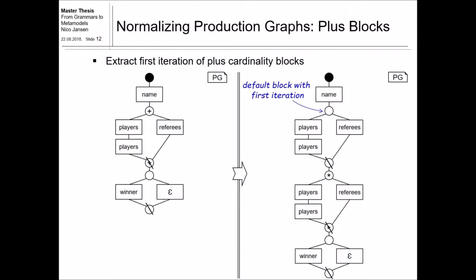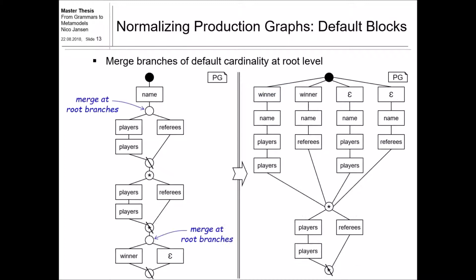In the next step, we remove plus cardinalities from the graph. Here, we exchange the plus cardinality by a star cardinality block and extract the first iteration into a default cardinality block. This way, we represent the original plus cardinality by the combination of a default and star cardinality.